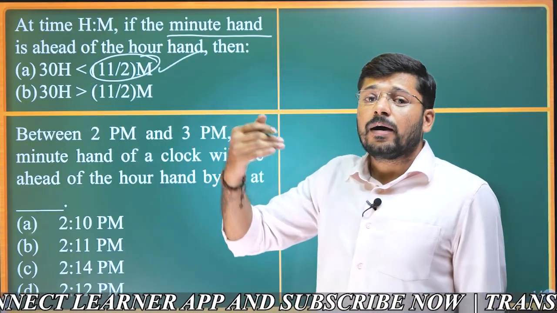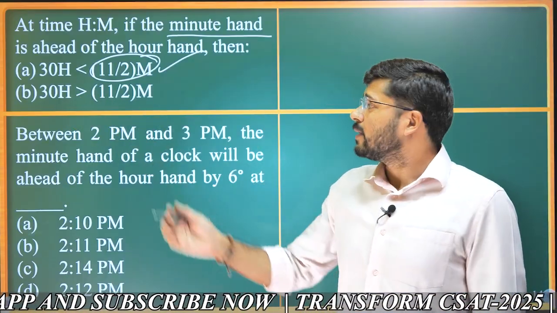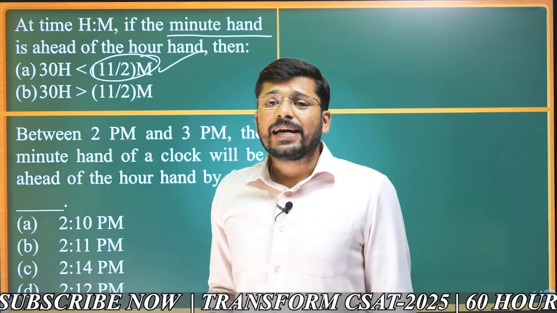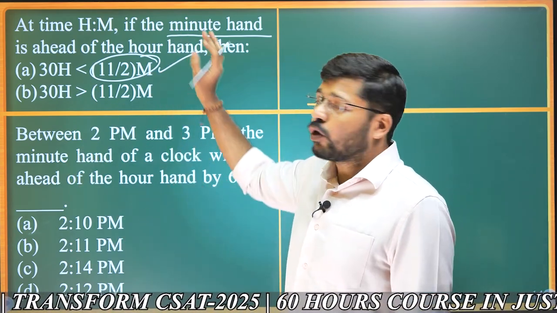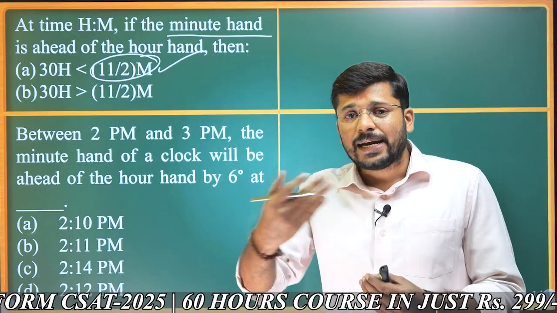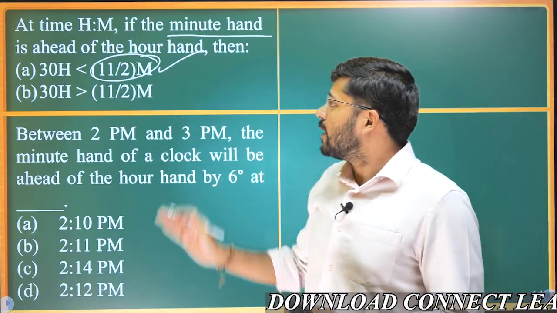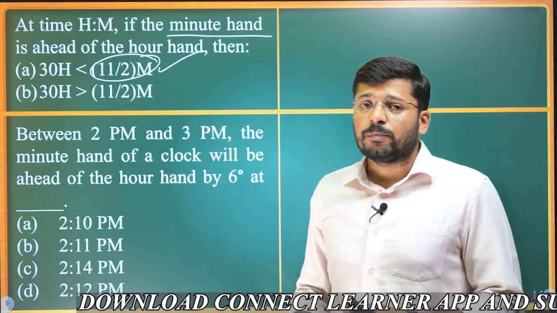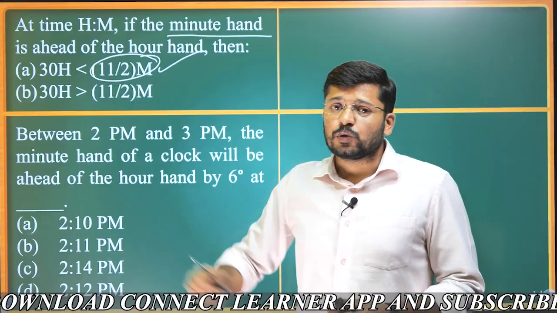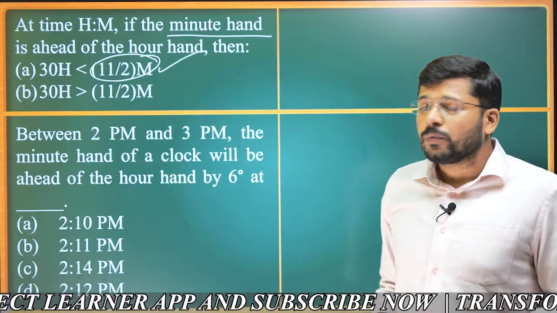If the hour hand was ahead, then 30h would be greater than 11 by 2 m. We already know this. To find the angle, we would just take the difference. But to see which one is actually greater, we follow this method. If the minute hand is ahead, then the minute set, that is 11 by 2 m, would be greater than 30h. If the hour hand is ahead, then 30h would be greater than 11 by 2 m. Okay. Now based on this, we will answer this question now. This is a basic concept. Based on this concept, we will answer this question now.